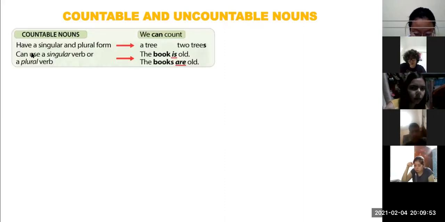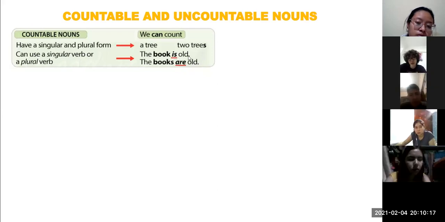For example, here, it says we have a singular and plural form. For example, we can say a tree, and we can also say two trees, right? As you said, we add an s, or we make the word plural. And we can use a singular verb or we can use a plural verb. For example, the book is old or the books are old. Okay, these are for the countable nouns.